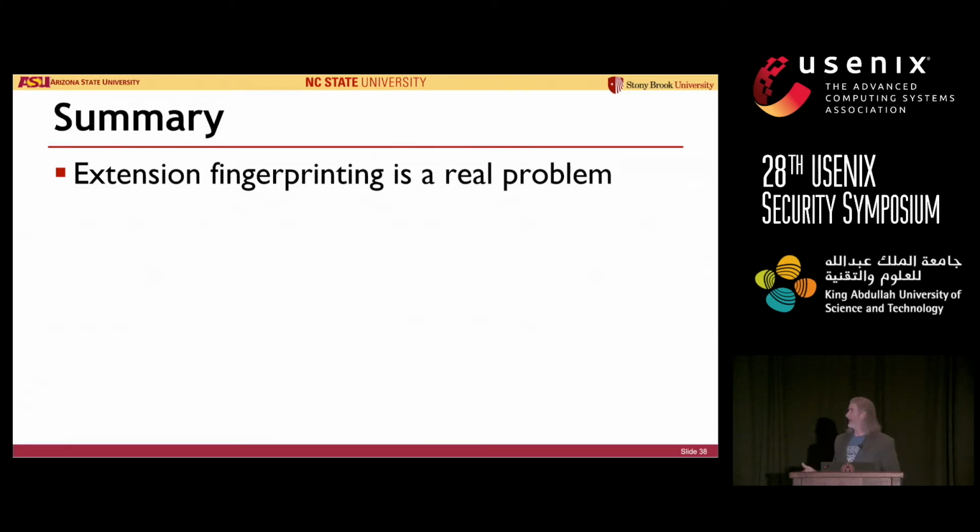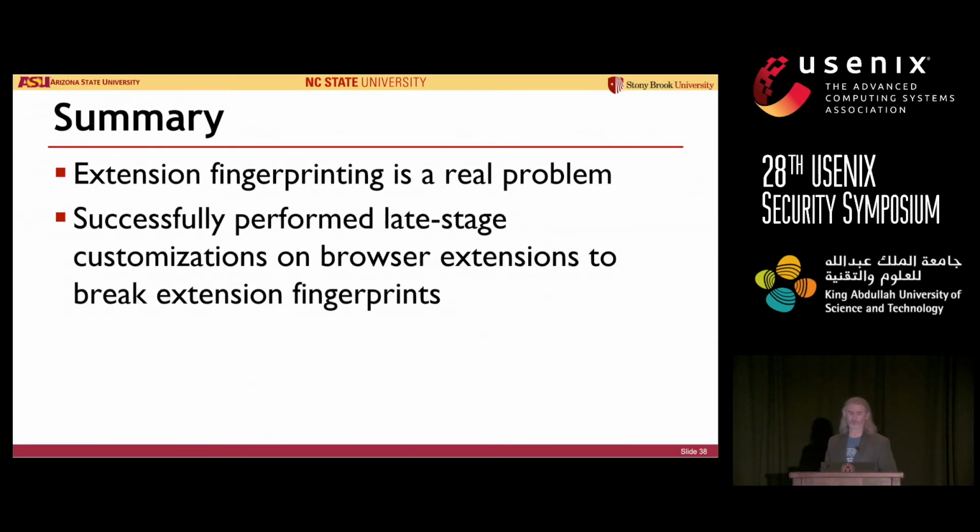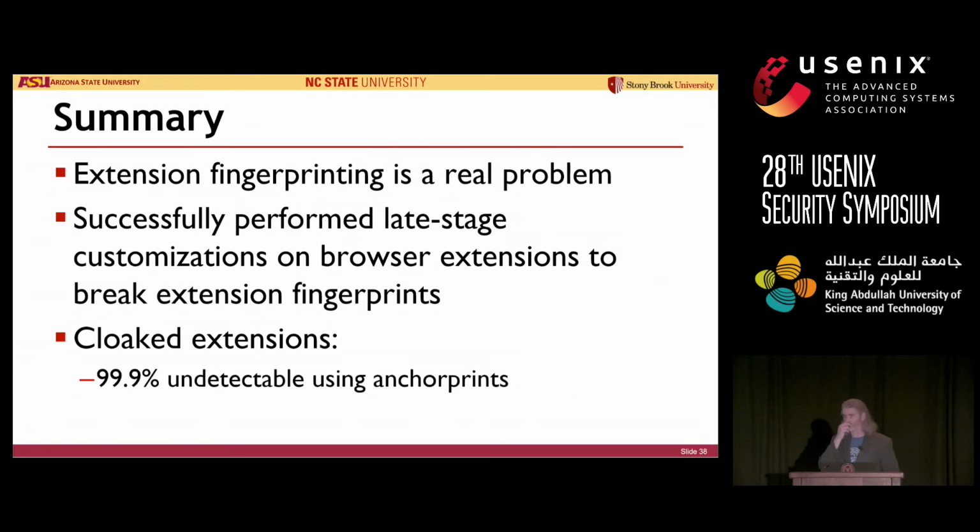So in summary, extension fingerprinting is a real problem. All of us have extensions. We'd all like to maintain some of our privacy. We were able to successfully perform late-stage customizations on browser extensions and break the extension fingerprint link. And then for cloaked extensions, 99.9% were undetectable using anchorprints, and 98.3% were undetectable using Structureprints.